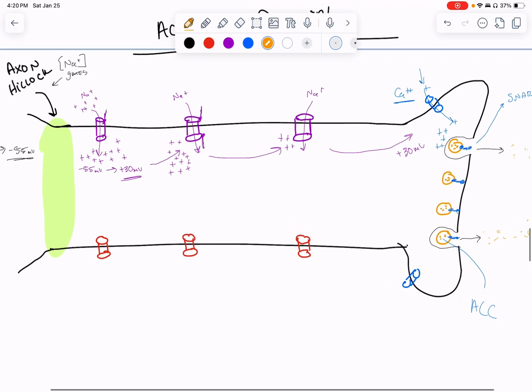Now, as interesting as this positive 30 is, I kind of misexplained this a little bit earlier. As the cell moves from negative 55 millivolts to positive 30 millivolts, the negative 55 millivolts is what opens up these channels, right? However, once they reach positive 30, they're not going to just continue to get more and more positive. There's a point at which this little ball and chain is going to swing shut, and it's going to start closing.